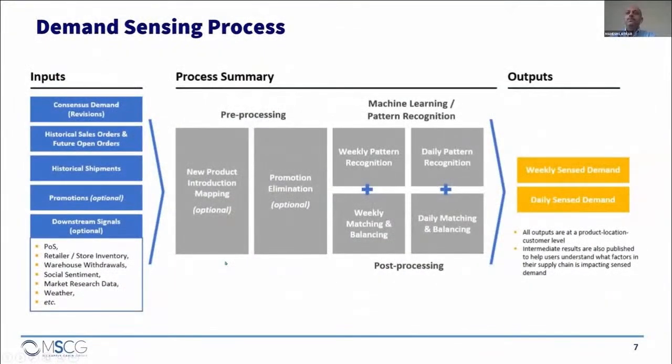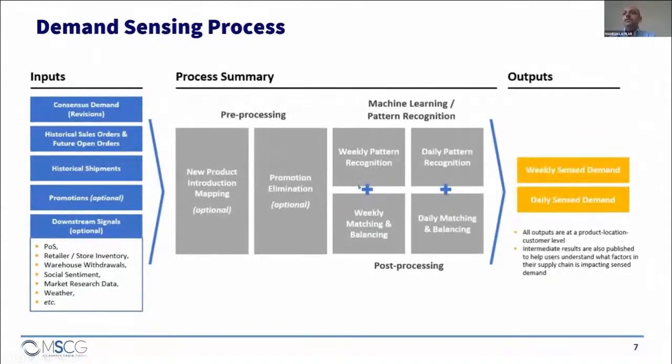As part of pre-processing, we got two options here. You can also use product lifecycle planning as part of demand sensing for new products, and also promotion elimination algorithm. This algorithm will eliminate the promotion data from the sales history, and it will smoothen that history so that we can use it for demand sensing output.